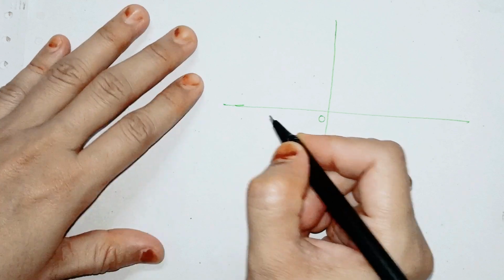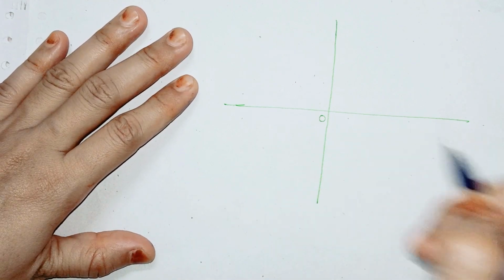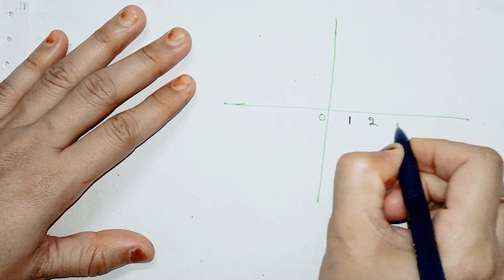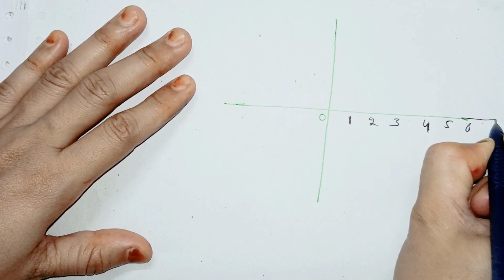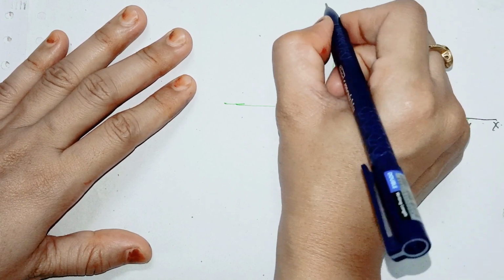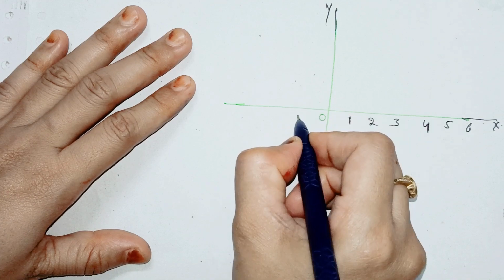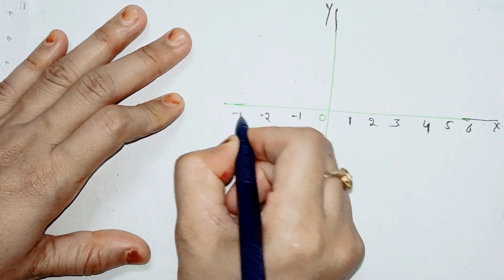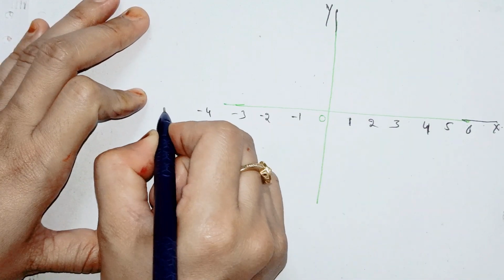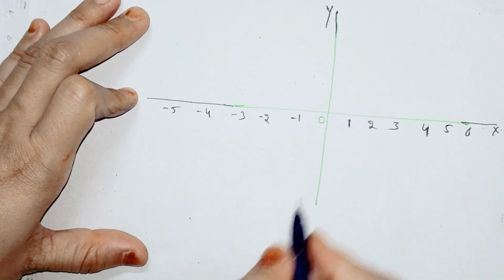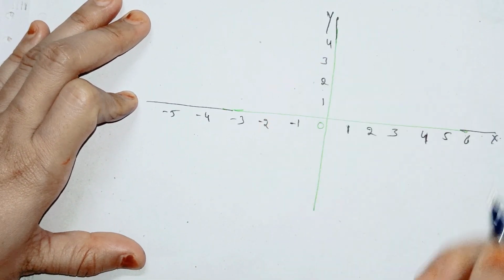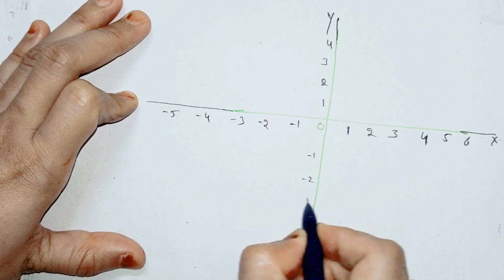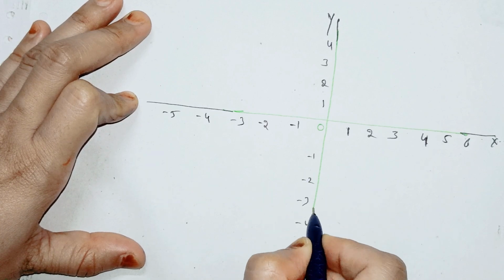Zero. Okay, 1 2 3 4 5 6. Okay, this is x-axis, this is y-axis. Okay, here minus 1 minus 2 minus 3 minus 4 minus 5. Okay, in the same way here 1 2 3 4. Here minus 1 minus 2 minus 3 minus 4.